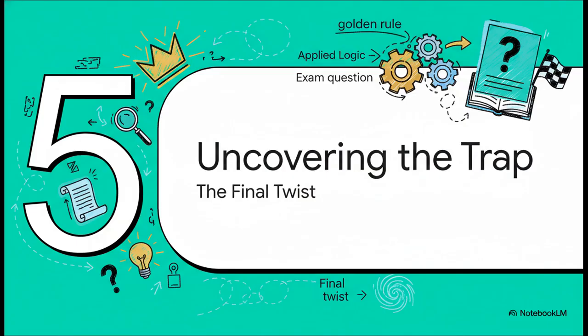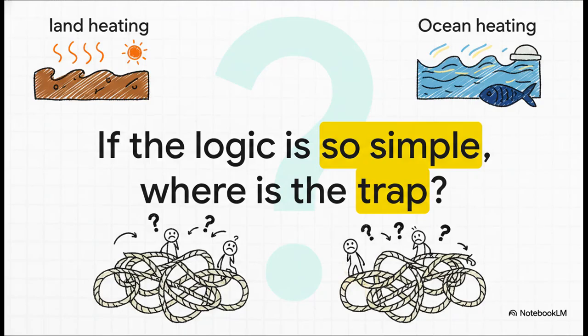Okay, so we've got all our clues, we have the golden rule, we've applied the logic to the crime scene. Now it's time to face the exam question head on and expose the final twist in this whole thing. But you're probably thinking, wait a minute, if the logic is that simple, where's the trap? It's a great question, right? If land versus ocean is so straightforward, how do they trick people with this?